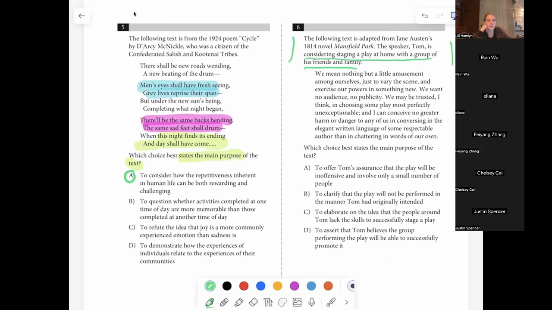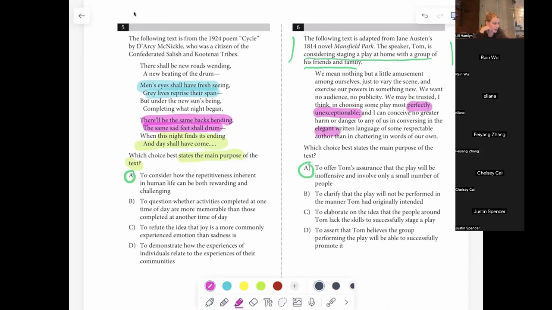Great. Anyone else? Okay, perfect. So the answer here is A. It's offering the assurance that the play will be inoffensive. And the evidence for that is that it's perfectly unexceptionable, i.e. you can't take exception to it.